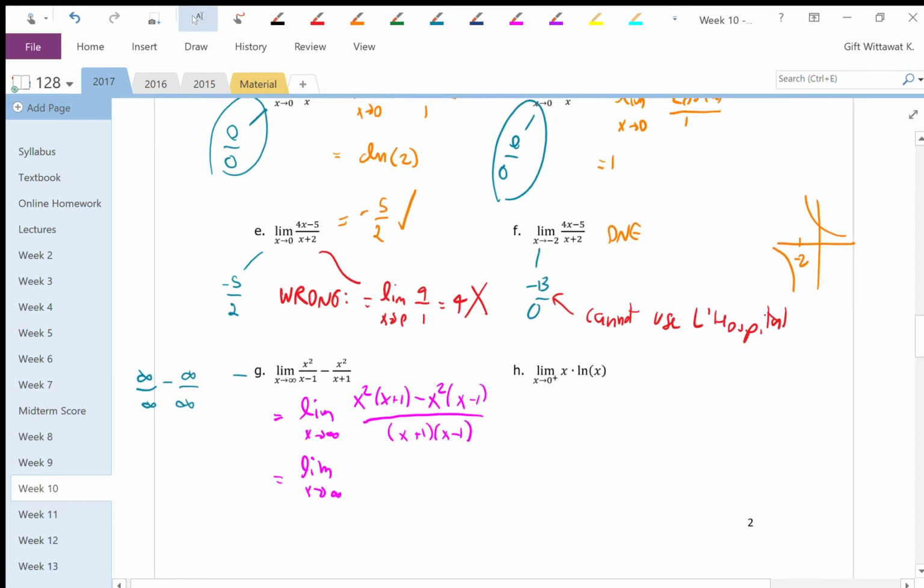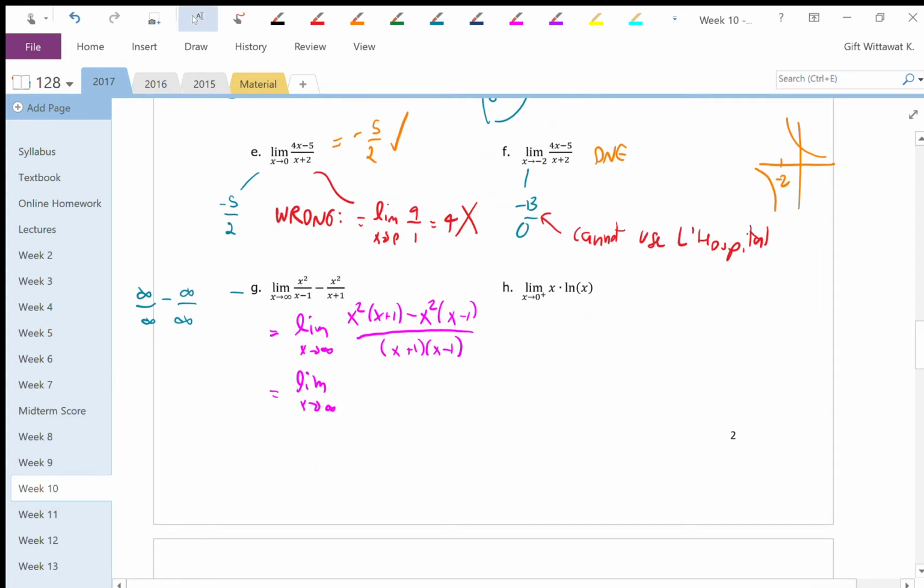Okay, let me keep working on it. On the top, I'm going to get x cubed plus x squared minus x cubed plus x squared. And on the bottom, I'm going to get x squared minus 1. So the x cubed cancel out, so this is going to end up being just the limit when x goes to infinity of 2x squared over x squared minus 1.